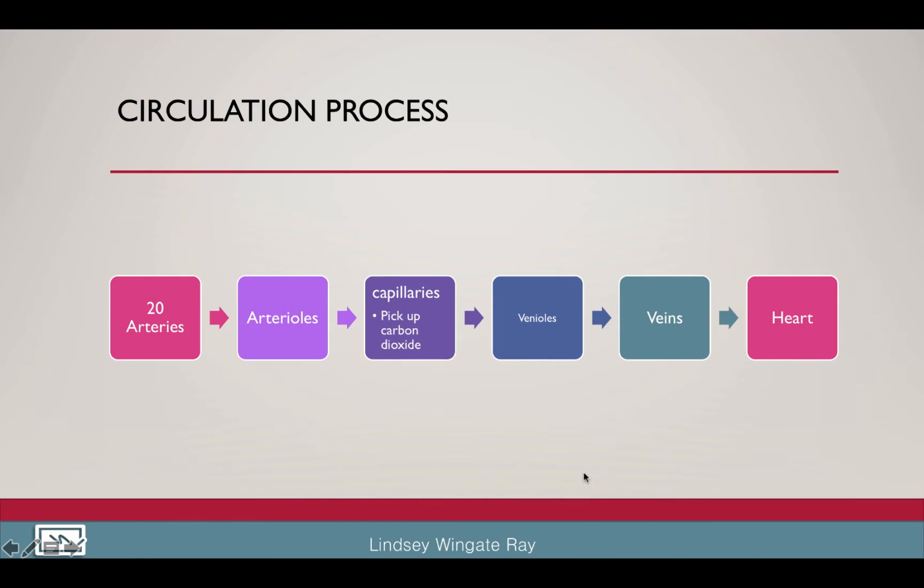It's important for you to know the circulation process. You have 20 arteries. And of those 20 arteries, they branch off and become smaller, called arterioles. Your arterioles branch off and become capillaries. Capillaries deliver oxygen and nutrients to your cells. After that, they pick up carbon dioxide. Capillaries are thinner than hair. They then turn into venules, which turn into veins, and then go to the heart. It's important for you to memorize this process.